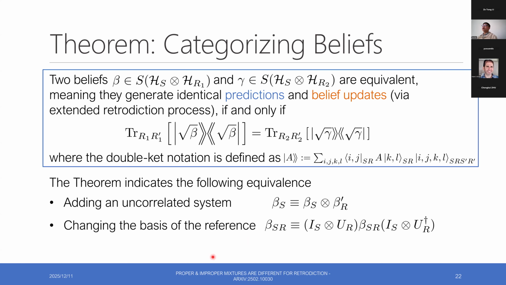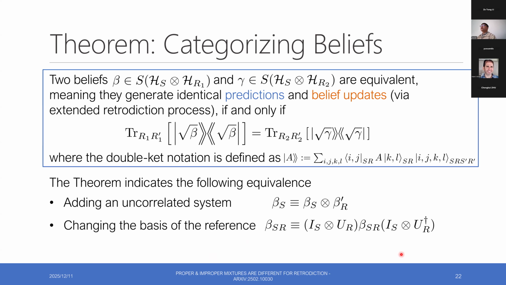Or if we change the basis of the reference system, say we have added a local unitary there, then there should not be any difference either, because what matters is only the correlations between your system and some reference system. But the basis of the reference system should not matter.